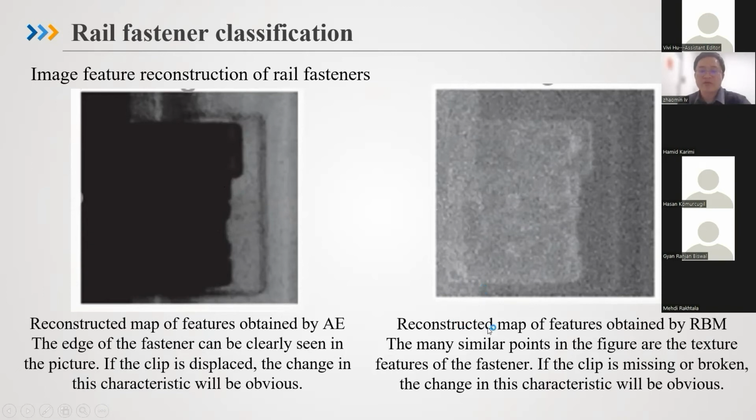This is the reconstruction map of the features obtained by the restricted Boltzmann machine. The many similar points in the figure are the texture features of the fastener. If the clip is missing or broken, the change in these features will be obvious, and we can detect the fault.